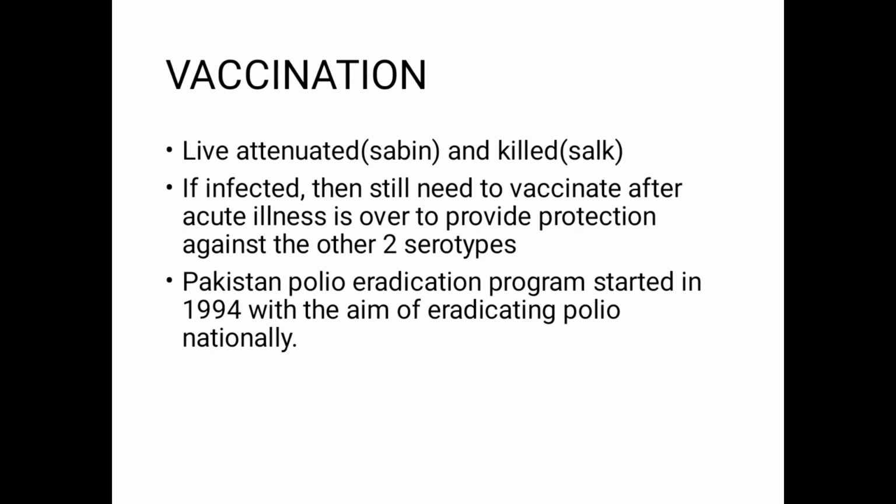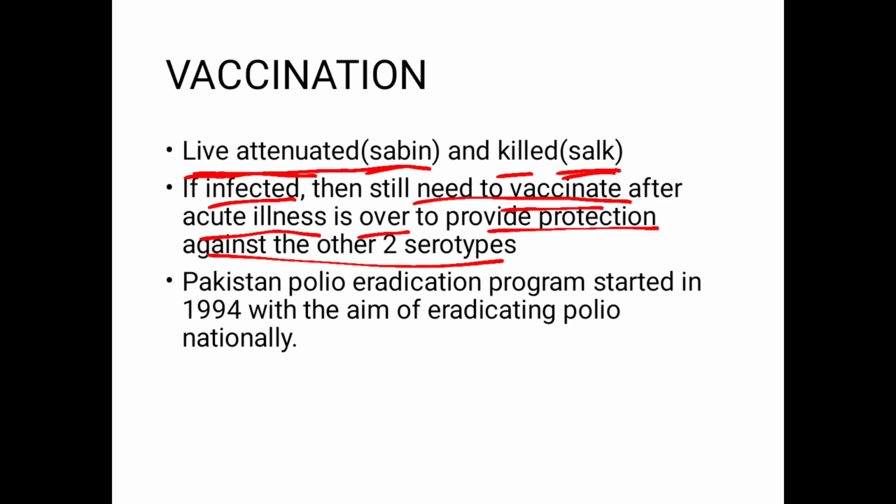So we have vaccination. Vaccination is used to prevent poliovirus, and we have live attenuated vaccines, that is Sabin, and killed vaccines, that is known as Salk. If a patient has had an infection with poliovirus, you still need to vaccinate after the acute illness is over in order to provide protection against the other two serotypes. So serotypes 2 and 3 have been eradicated, and only serotype 1 remains.